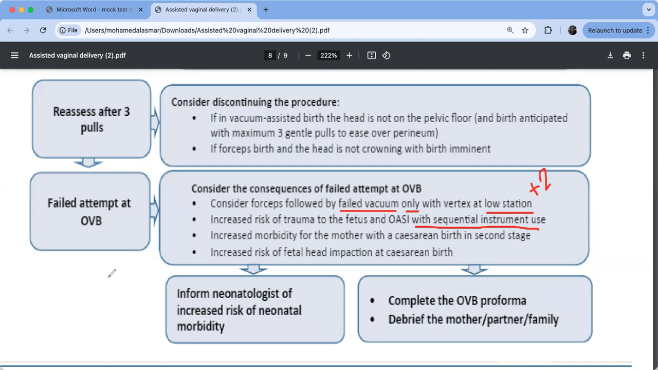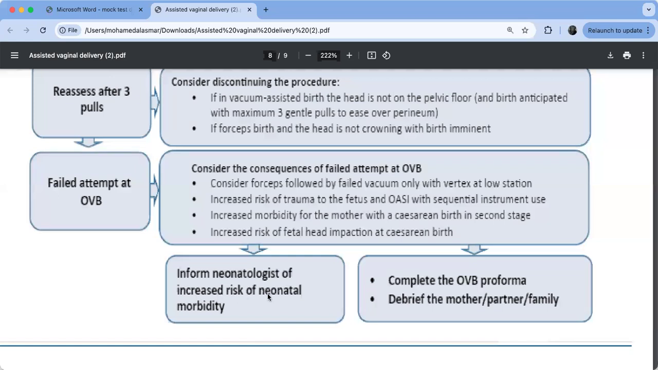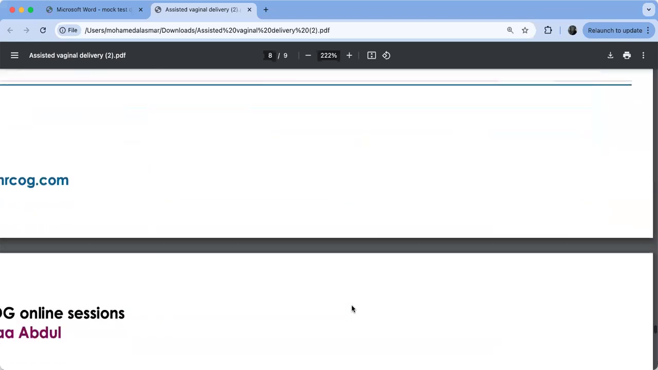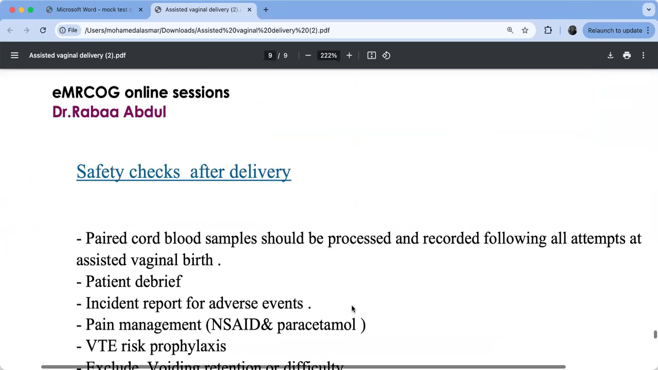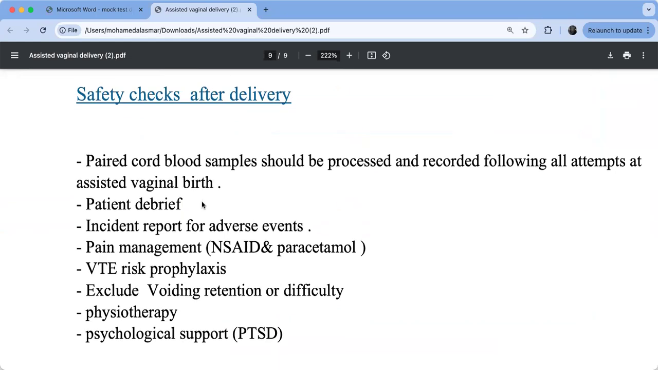So after the attempt of OVD, please remember, this will be considered a failed attempt. Inform the neonatologist for increased risk of neonatal morbidity, complete the OVD proforma, and debrief the mother, partner and family, because this is considered one of the events that is traumatic to the patient. The safety check after delivery: paired cord blood sample should be processed and recorded following the assisted vaginal birth, patient debrief, an incident report for adverse event, pain management like non-steroidal and paracetamol.